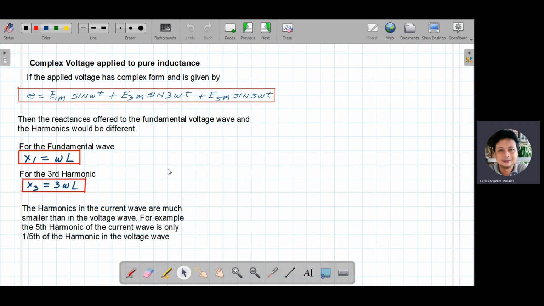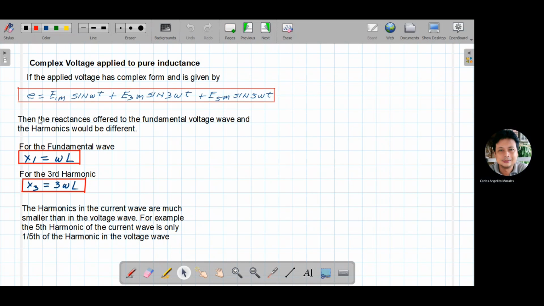So, if the applied voltage has complex form and is given by this kind of equation, E is equal to E1 maximum sine omega t plus E3 maximum sine 3 omega t and E5 maximum sine 5 omega t. Ang tawag dito harmonics eh.